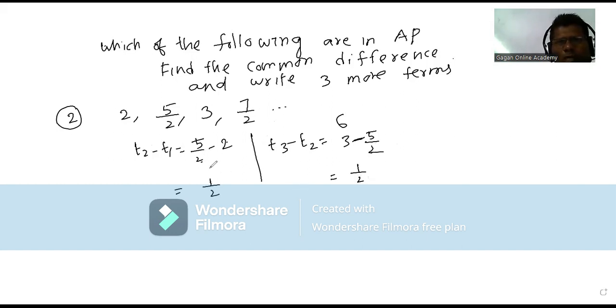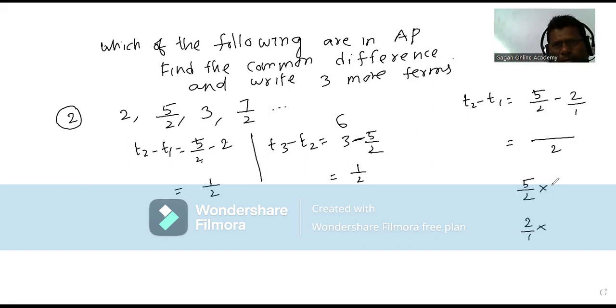Once again, I am explaining how we got 1 by 2. Carefully observe. Here T2 minus T1: T2 is 5 by 2, minus T1 is 2. Here there is no denominator, so say 1. 2 by 1 is nothing but 2. Now the LCM is 2. The first fraction is 5 by 2, the second is 2 by 1. Multiply this by 2. The LCM is 2, the 2s get cancelled. 5 minus 2 twos are 4, 5 minus 4 is 1. 1 by 2. In this way, you have to find the difference.